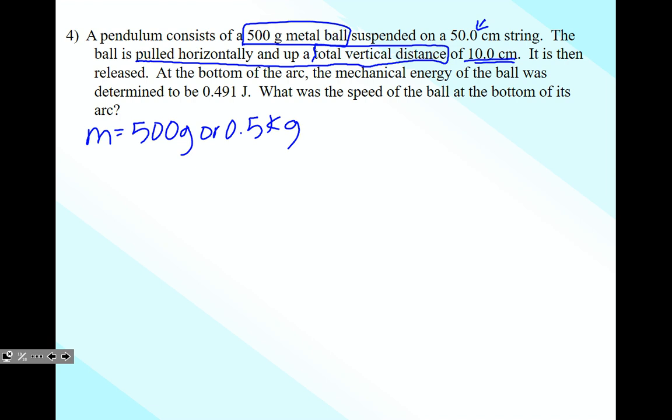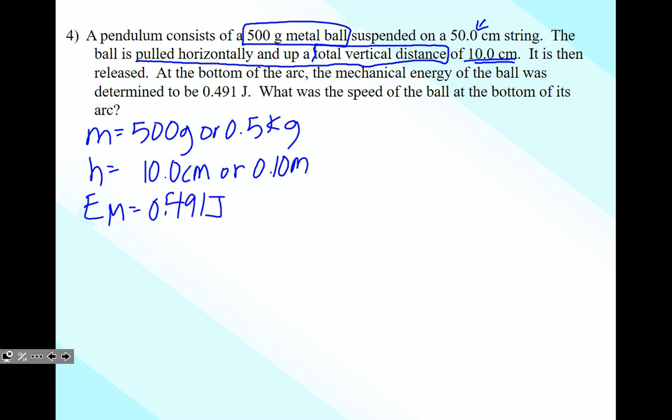So we know that our height is equal to 10.0 centimeters, right? Or 0.10 meters. Okay, so it is then released. At the bottom of the arc, the mechanical energy of the ball was determined to be, so our EM is 0.491 joules. What was the speed of the ball? So we're looking for speed. If you want, you can even put g is equal to 9.81 meters per second squared. Just looks cool.